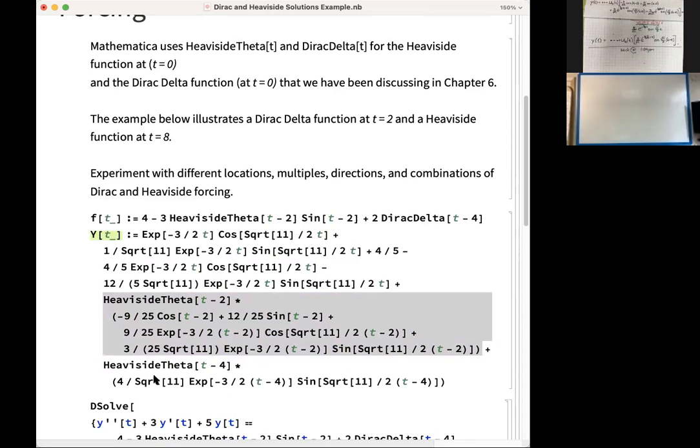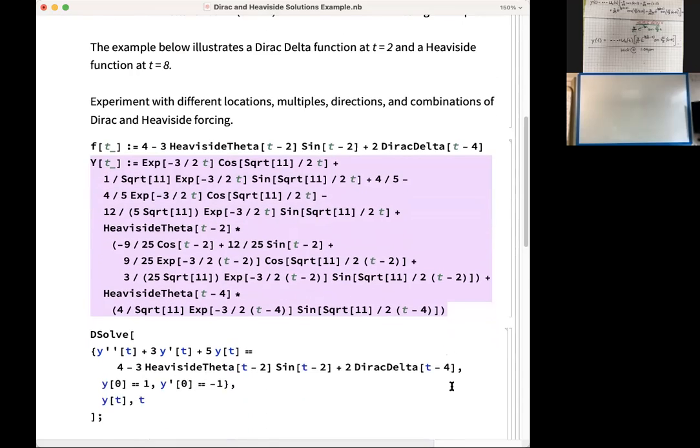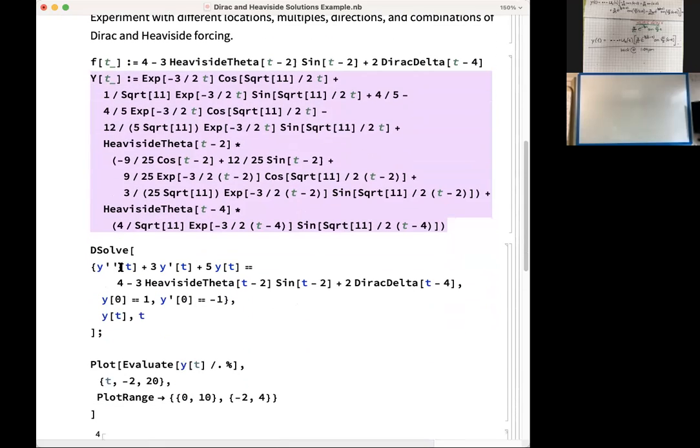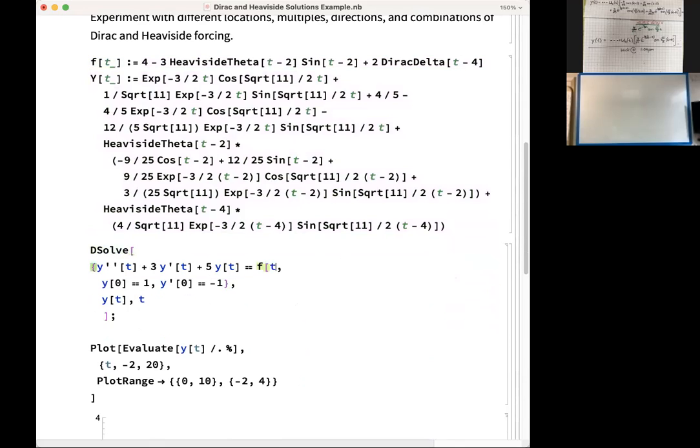Okay, so now let's look at the fourth piece. The fourth piece was shorter. It was a Heaviside at t minus 4, 4 over root 11, exponential, but shifted 4 seconds. Sine wave, same frequency, shifted 4 seconds. I think that we typed this incorrectly, but we'll never know until we work it out. So what do we got right here? Notice I had already typed in the forcing function up here, so I could simplify this by just typing f of t. So now forcing function f of t, my solution's capital Y. Here's the problem, y double prime, 3y prime, 5. Initial conditions, 1 and minus 1.